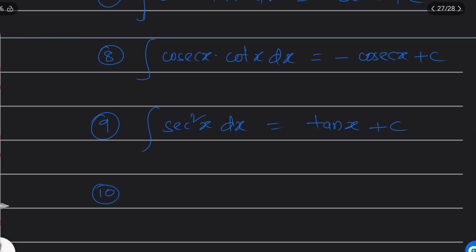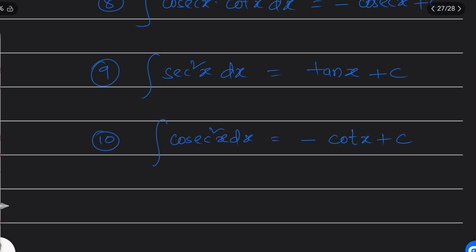Similarly, what is the integration of cosec square x? The differentiation of cot x is minus cosec square x. So minus is not there here, so I will have to give it on the right side. So minus cot x plus c. Hope you understood up to here.